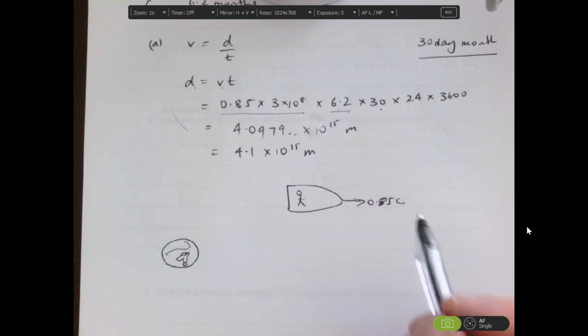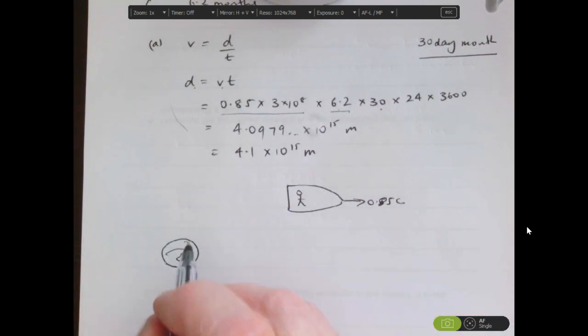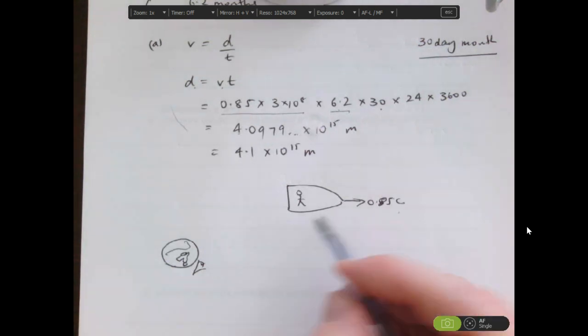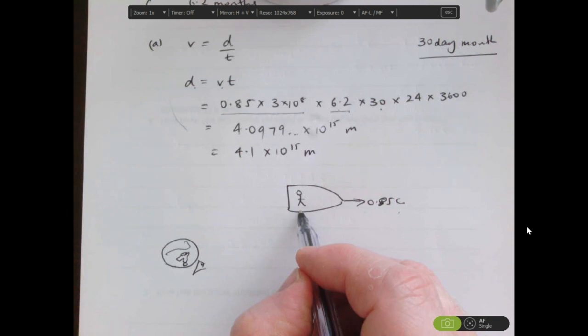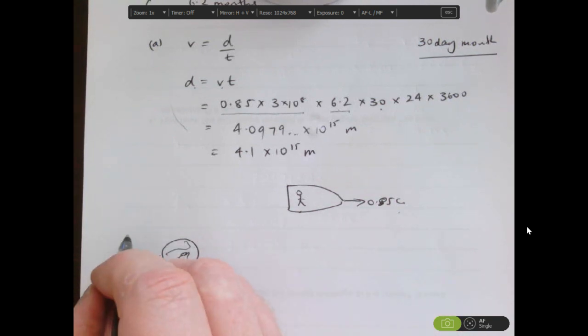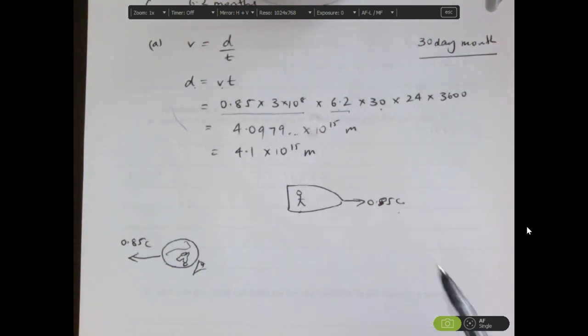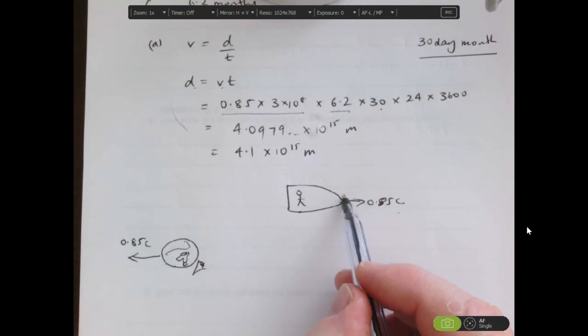So let's start that again. According to people on Earth, the craft is traveling at 0.85 C forward, or the people on the craft just see the Earth receding out of their back window at 0.85 C. So it depends on who you're going to talk about, you as the observer down here, or the person who's on the craft.